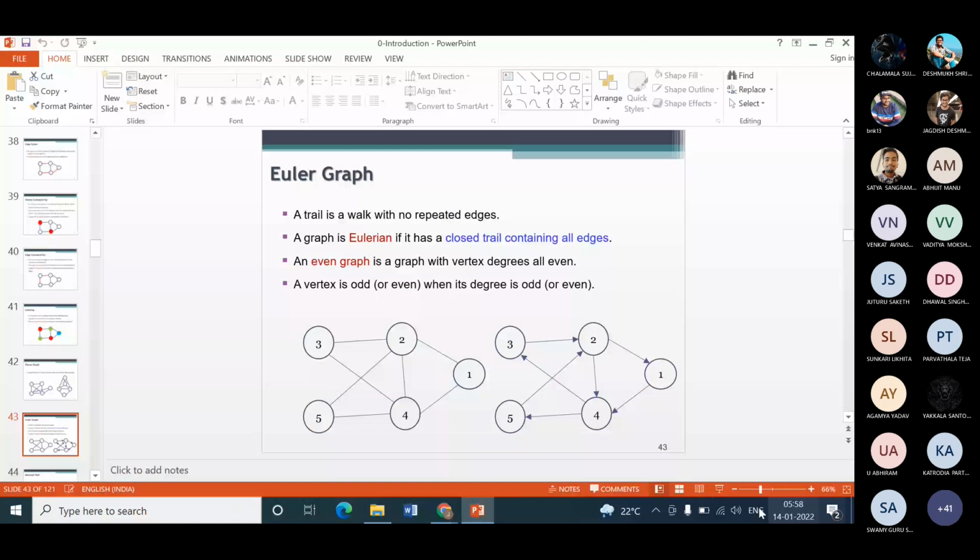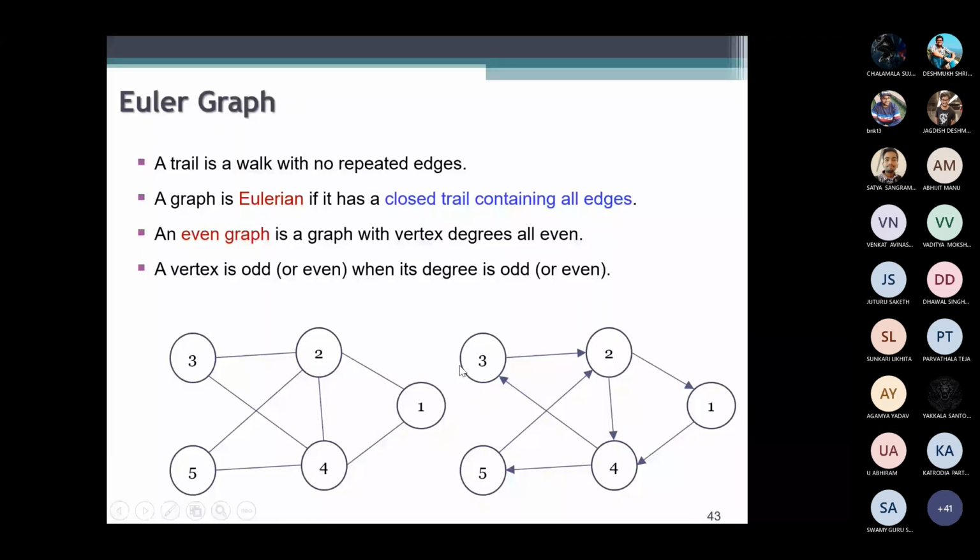So Euler graph. In our earlier discussion, we have discussed what is walk, what is trail, what is path. So I will again repeat. Trail is a walk with no repeated edges. So in a trail, a vertex can be repeated, but an edge cannot be repeated. There is no repetition of edge. That is the thing that you need to use.